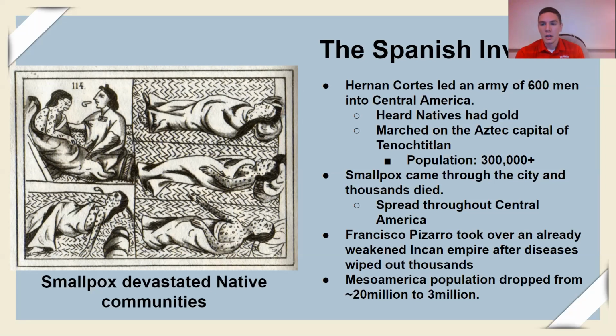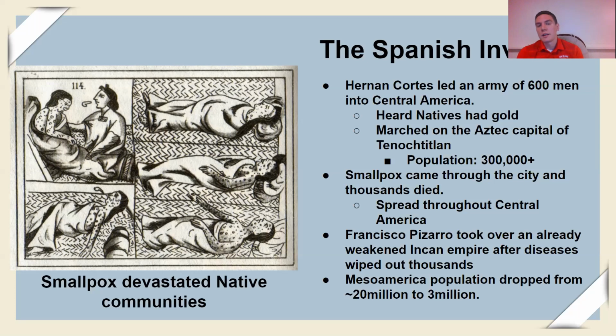Now, one major effect of this exploration contact is that smallpox came with the conquistadors, because these two groups of people have been out of contact with each other for thousands and thousands of years. They have different diseases. They have different immune systems. I'm not a science teacher, so I'm not very good at that. But what it leads to is Native Americans being very susceptible to the diseases that Europeans have, like smallpox. This spreads throughout Central America, and other explorers that would come would find that the empires that once had thousands and thousands of people are now very weakened after diseases wiped out thousands.